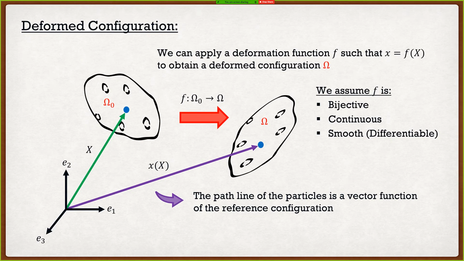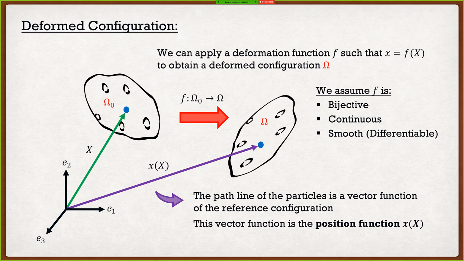Remember we had that original green vector, which is big X, which goes from the origin of the coordinate system to the point in the reference configuration. Well, now we have a second vector, which goes from the origin to the point in the deformed configuration. And what we call this point is the position function small x.